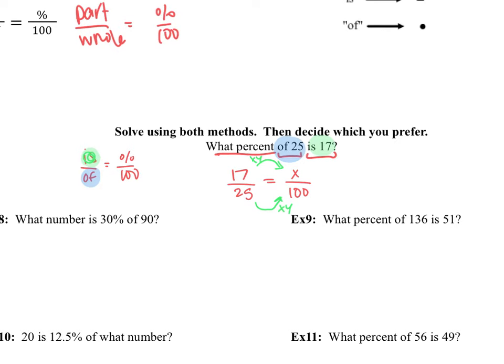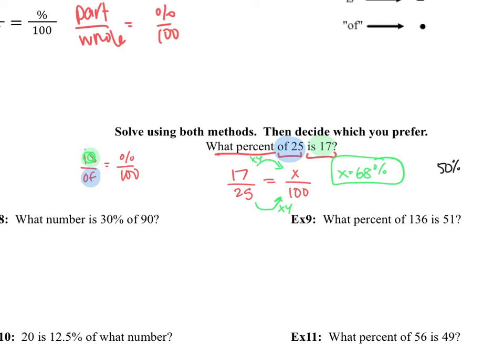17 times 4, I could do that on a calculator. If I didn't know that, I could do 17 times 4 and get 68. And so that means that 17 is 68% of 25. That also makes sense to me because 68%, I use kind of 50% as a benchmark. 50% is about halfway, and 68% would be more than halfway, and 17 is more than halfway to 25. So that's a good benchmark to use.